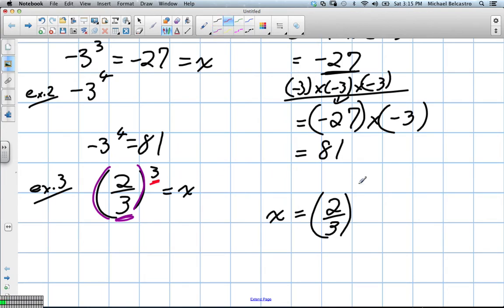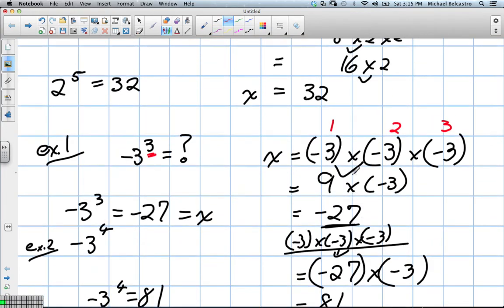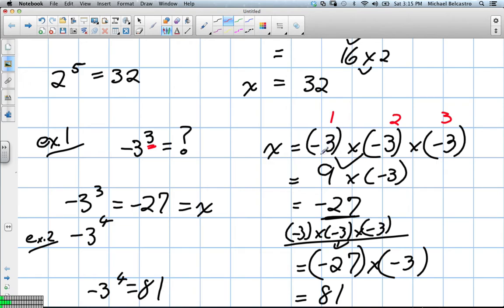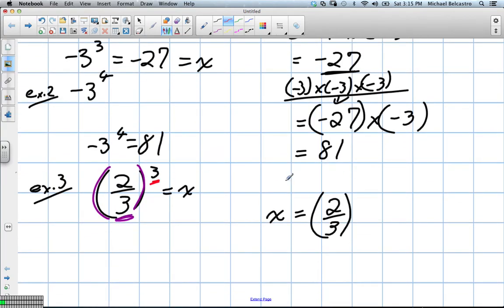So normally, what do we do when we have our exponent and base? We repeat the base the number of times the exponent tells us to. So how many times does this tell us to repeat? 3 times. So we go 1, 2, 3. And what are we repeating? 2 over 3, 3 times, so you'd multiply 2 over 3 by 2 over 3 by 2 over 3.